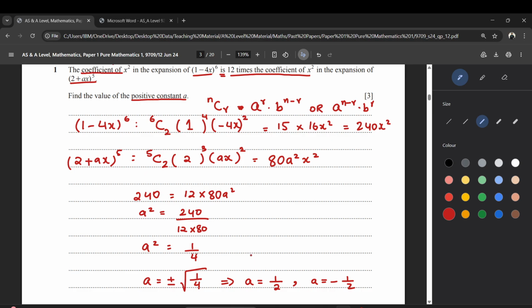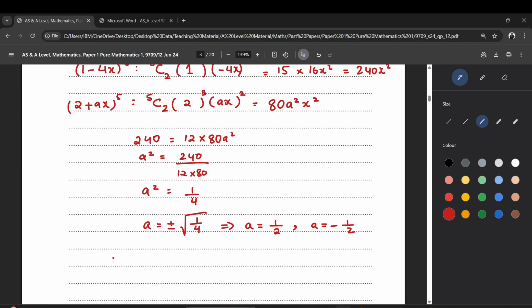But because the question clearly tells you that we need to find the positive constant, so we'll say that since a is positive, therefore a will be 1 upon 2.